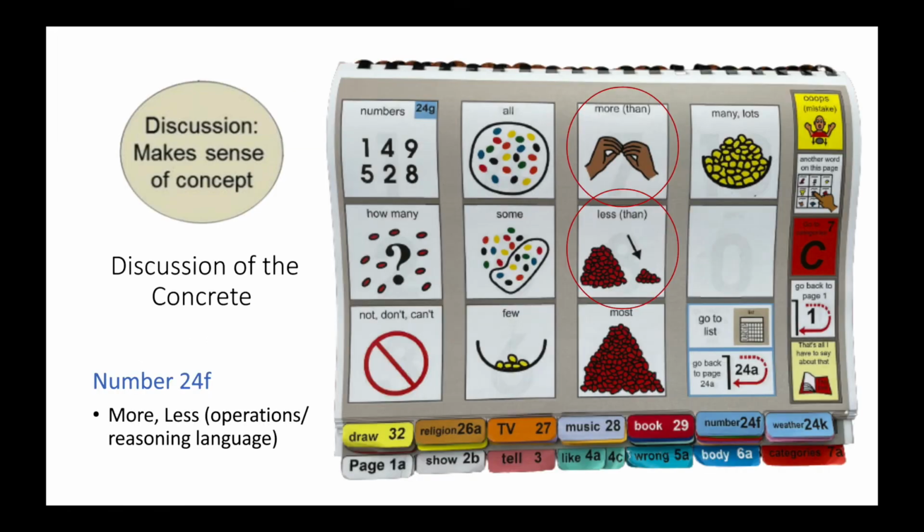The second part is the language part, the discussion of the concrete. So we're going to look to our POD and see what kind of words we can use to be talking about comparing quantities. Now, the beautiful thing about having a robust aided language system like POD is that there's plenty of math language that's already in there. So when you're doing an activity like this, you can flip to a page like number 24F, which is a number page, and it's a quantity page, and it has some of this vocabulary that really makes sense to use in this activity, like more than, less than. So that's the first piece of it.